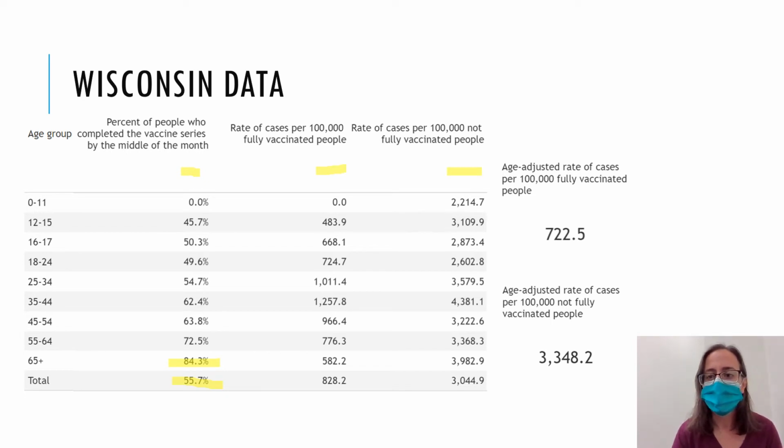So that's a long-winded way to point out that we do what's called age-adjusted rates. There are mathematical ways to correct for that and make sure that you're looking at the true impact of vaccination versus not. So let's look at the Wisconsin data and see if it's consistent with the national or the New York City data.